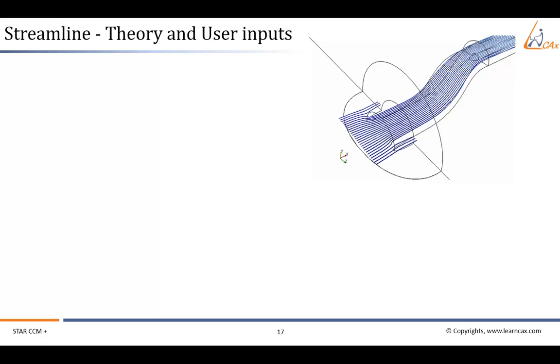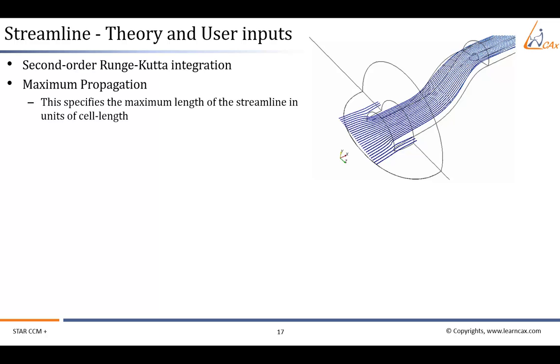Streamlines are calculated using second-order Runge-Kutta integration. This is accessible through RK nodes in the object tree and can integrate both forward and backward. The integration is controlled by certain parameters. Let us see those. 1. Maximum propagation. This specifies the maximum length of the streamline in units of cell length. 2. Max steps. This specifies the maximum number of steps to execute in the integration.